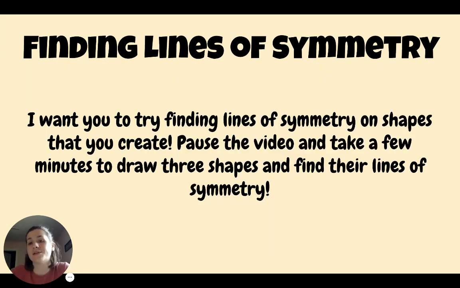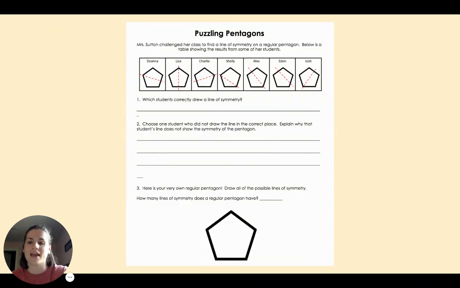Okay, so now I want you to try finding lines of symmetry on shapes that you create. Pause the video and take a few minutes to draw 3 shapes and find their lines of symmetry. So try shapes that we haven't used yet. I know we've used a lot, but just see if you can find lines of symmetry on your shapes. Make sure you're actually drawing real shapes and not just like squiggles. They have to be shapes. But I'm interested to see what kinds of lines of symmetry you find. And when you're done with that, you should have paused it and done that and then come back.